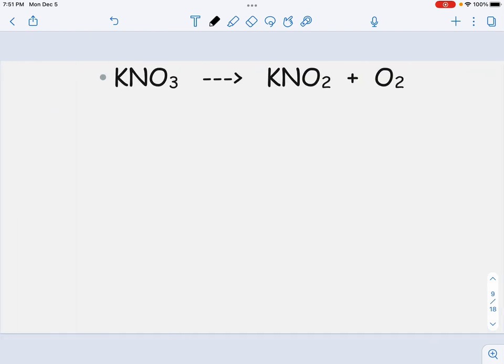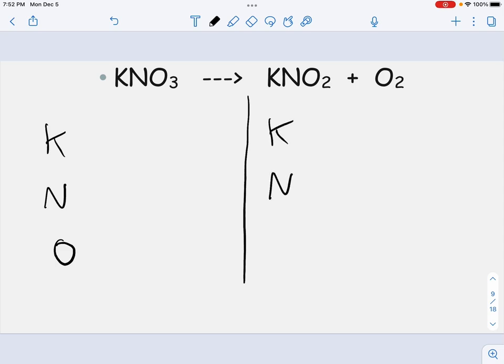Okay, so we have KNO3 decomposes into KNO2 plus O2. Do what you always do. We have three elements: potassium, nitrogen, and oxygen. And we're going to list how many we have for each side. We have 1 potassium, 1 nitrogen, and 3 oxygen. On the other side, we have 1 potassium, 1 nitrogen, 4 oxygen.